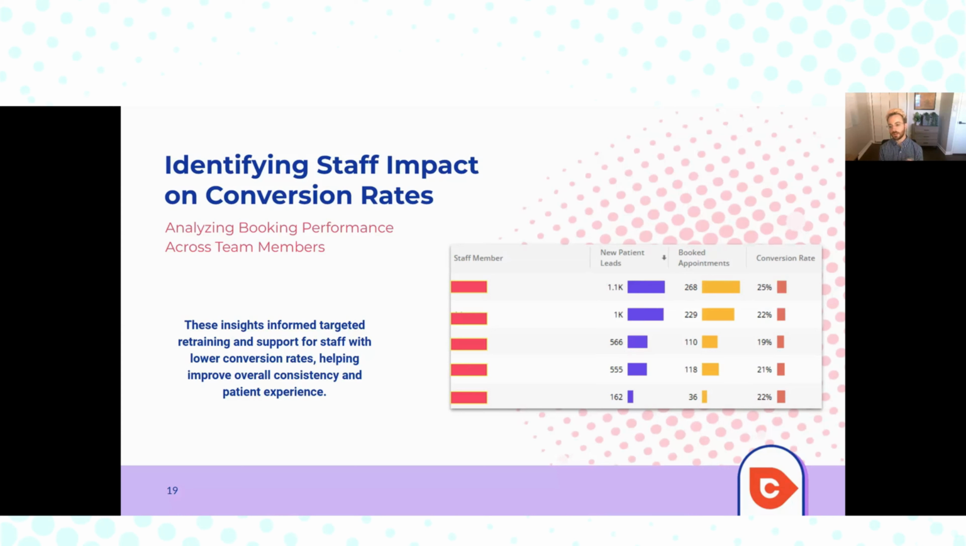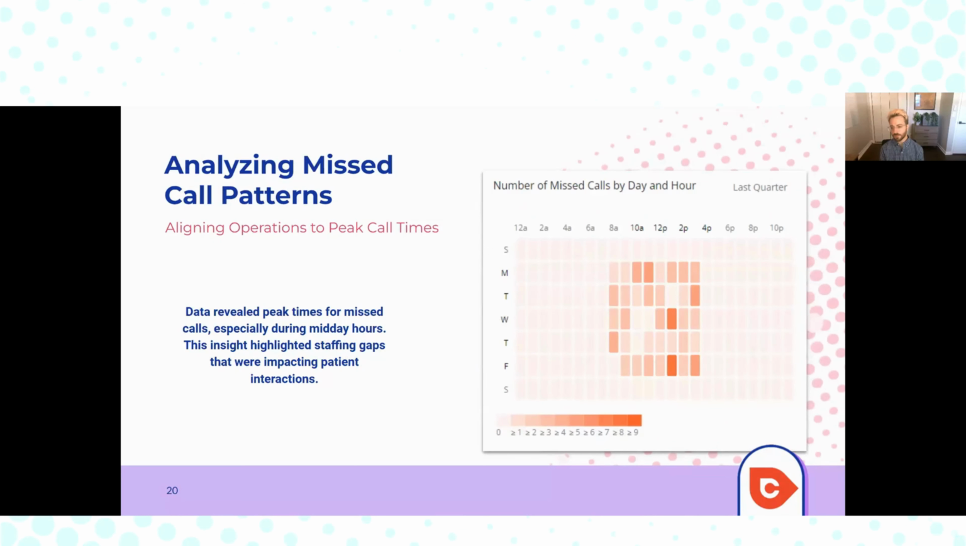So this was another angle we looked at. It was just, what is the total conversion rate by staff member from lead to booking? We also wanted to look at things like unanswered call rate. This is essentially looking at a heat map of unanswered calls by hour of the week. And what we found was that there's a peak time on certain days of the week where we were seeing as high as 9 unanswered calls per hour. So we were able to inform the client of this, and they were able to make some adjustments in their staffing and in their call center to make sure they were staffed properly during these peak times.